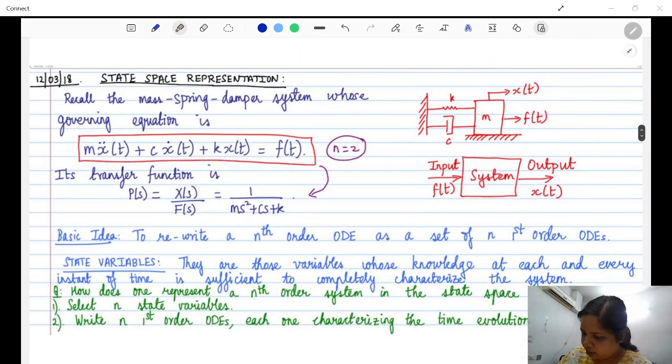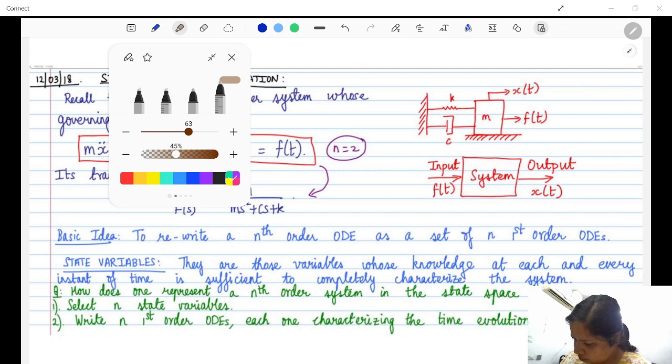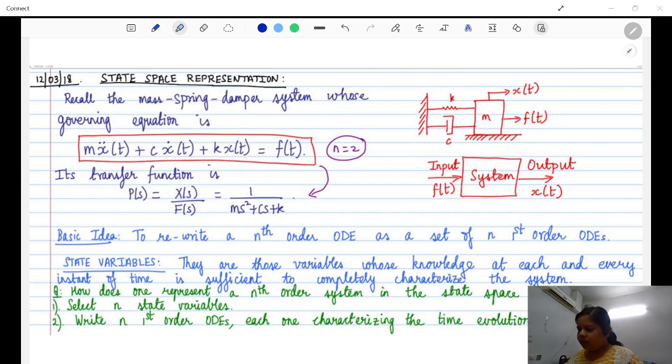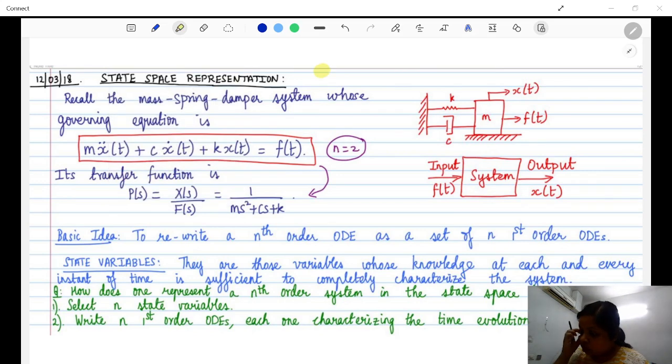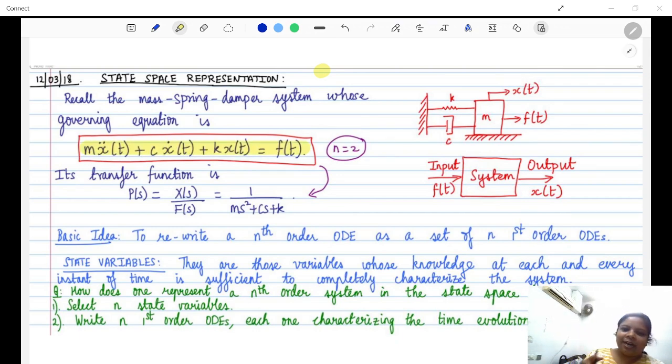Okay, so let's proceed with the next question. This is state space representation. So yeah, this was the mass spring damper system that we had done much back. So you already know that a transfer function is this for a spring mass damper system.